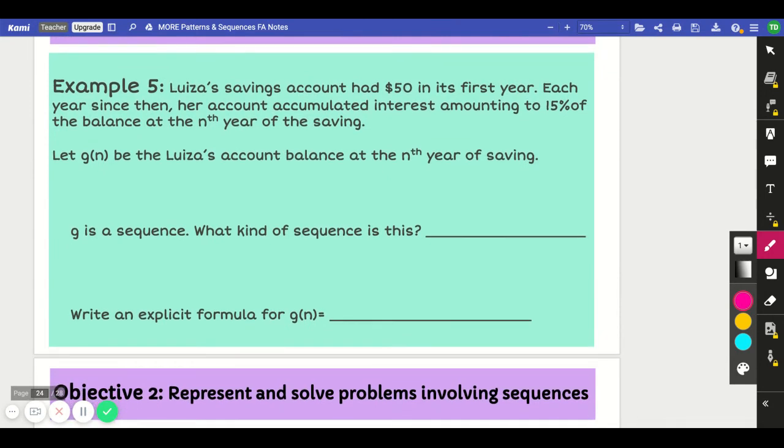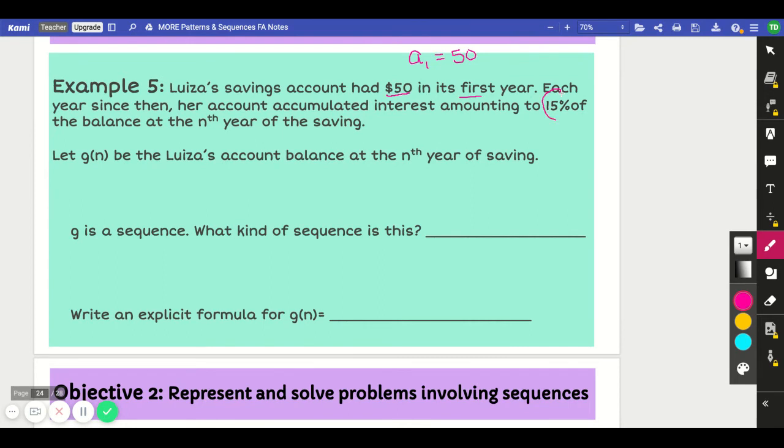Next example. Louise's savings account had $50 in its first year. Okay, first year. So let's say A sub 1 is 50. Each year since then, her account accumulated interest. Accumulated means you're adding up interest, and the amount was 15% of the balance at the nth year. Okay.